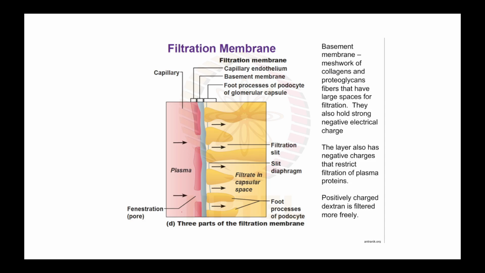This is the plasma, and this is the filtrate in the capsular space. This one is the capillary endothelium, then we have the basement membrane, and these are the foot processes of the podocytes of the glomerular capsule. And these are the fenestrations or the pores. The basement membrane is a meshwork of collagen and proteoglycan fibers that have large spaces for filtration. They also hold a strong negative electrical charge, and this layer has a negative charge that restricts filtration of plasma proteins. Because of this negative charge, the plasma proteins are not filtered, only small protein molecules are filtered.